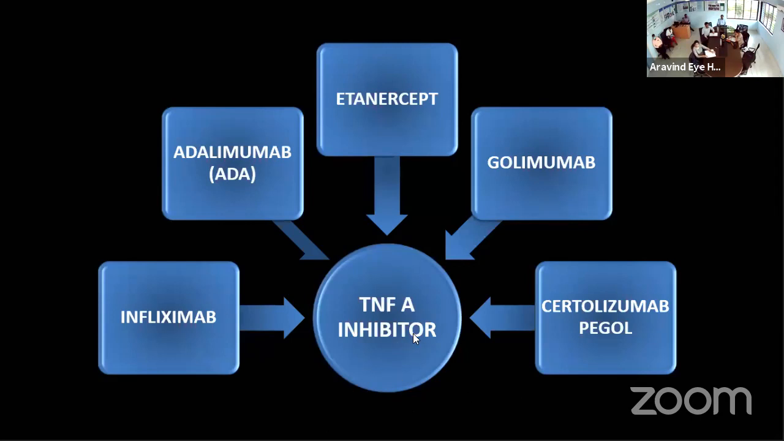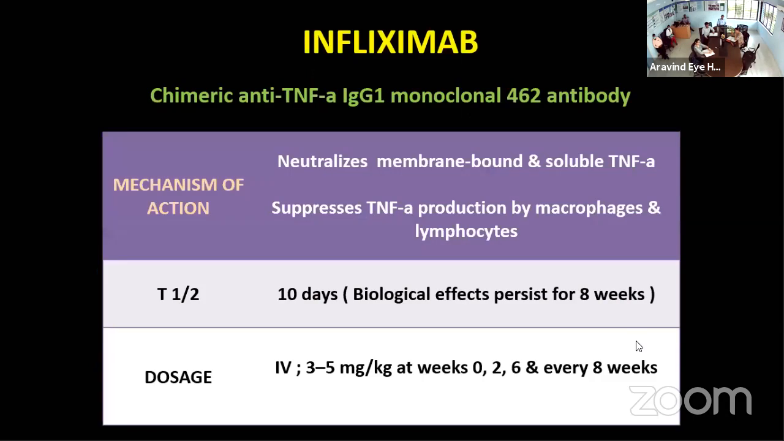There are multiple TNF alpha inhibitors: infliximab, adalimumab, golimumab. All end with mab, right? That means monoclonal antibody. Etanercept is something different, and certolizumab is again a mab drug, right? Infliximab, as the name says, is a chimeric anti-TNF IgG1 monoclonal antibody. It is going to neutralize the membrane-bound as well as the soluble TNF alpha. It suppresses TNF alpha production by macrophages and lymphocytes. It has its own dosage schedule, which you can forget.